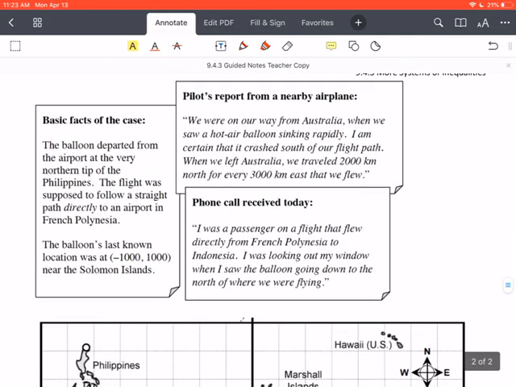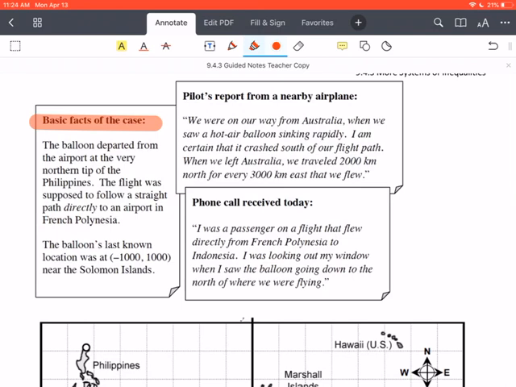What we're going to do is go story by story. We're going to focus on graphing and writing the inequality so that we can see the system take shape. So let's look at the basic facts in the case. The balloon departed from the airport at the very northern tip of the Philippines. The flight was supposed to follow a straight, that must mean linear, path to the airport in French Polynesia. The balloon's last known location was at negative 1,000, 1,000 near the Solomon Islands.